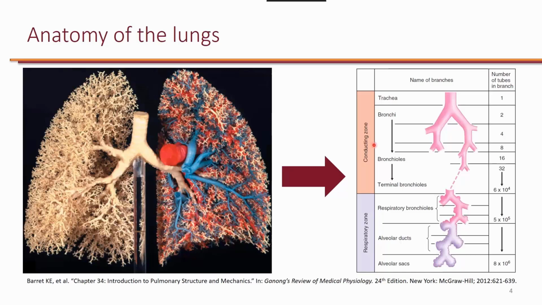Now, when there's inflammation in the conducting zone, such as bronchitis, because this area is inflamed, it becomes difficult for the air to go through, so it will be difficult and painful for the patient to breathe. Now, when we have a more severe infection such as pneumonia, it goes deeper into the respiratory zone. So now the patient will have respiratory issues. So there will be marked hypoxia in the patient.